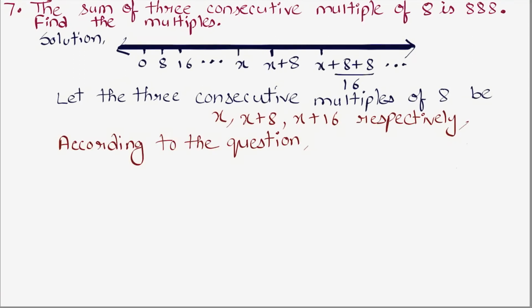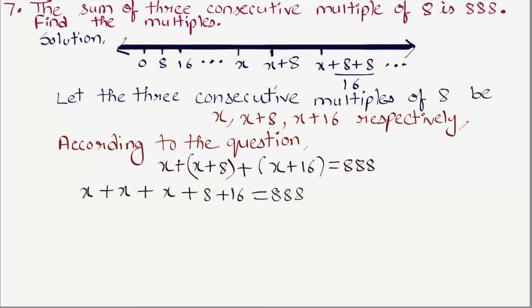So according to the condition which is given in the question, the three consecutive multiples of 8, that is x plus 8 plus x plus 16, is equal to 888. Now again bringing the like terms together, so we have the simplified linear equation on the screen. Now before x there is no number, means it is 1. So x plus x is nothing but 3x.